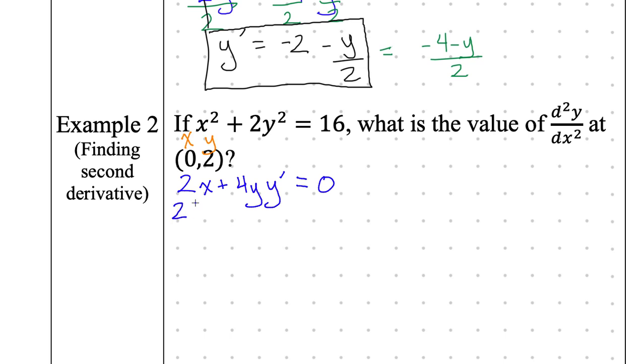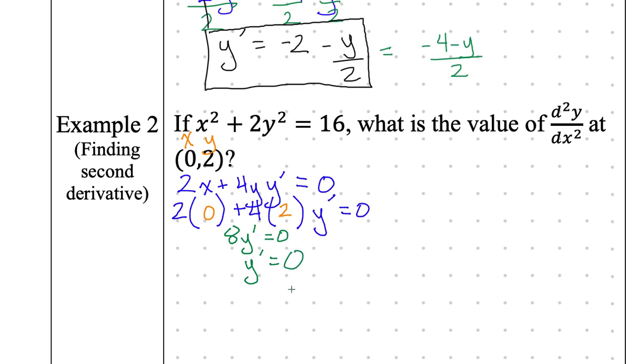So this is going to be 2 times, there's the plugging in, plus 4 times, going to plug in there, y prime is equal to 0. The things that I'm plugging in: the value of x is 0, the value of y is 2. And this simplifies to what? 8y prime is equal to 0, which means y prime is equal to 0. All right, there it is.